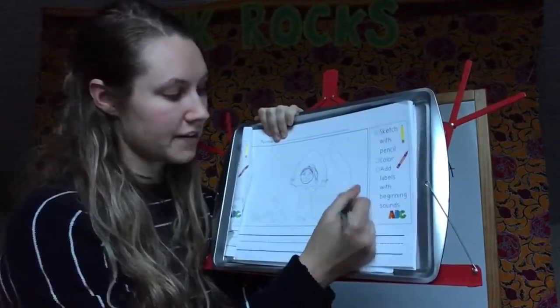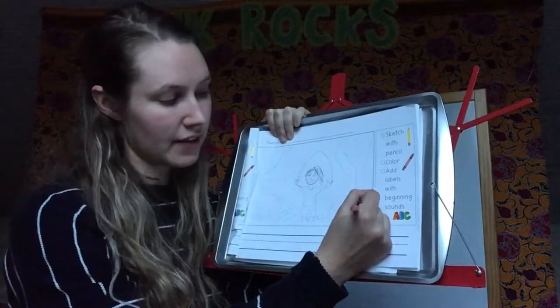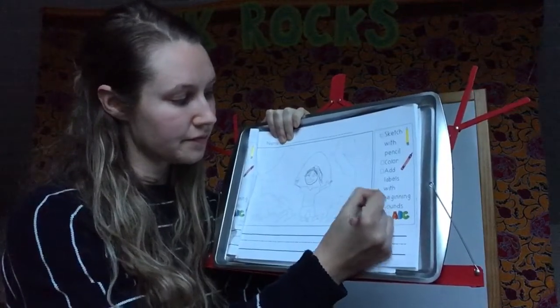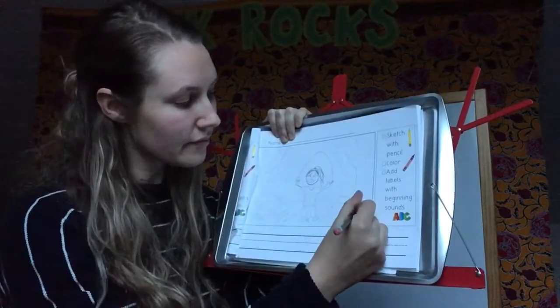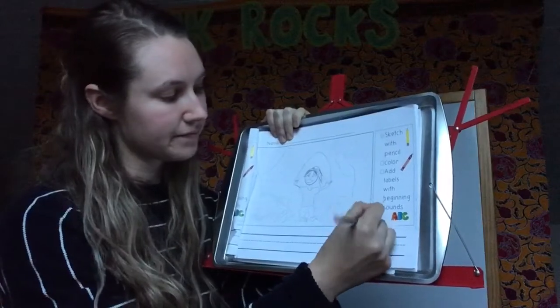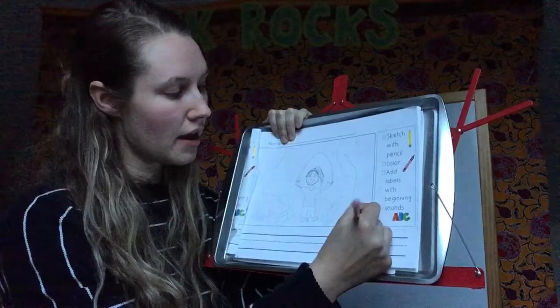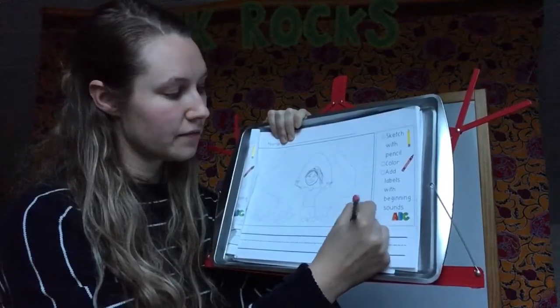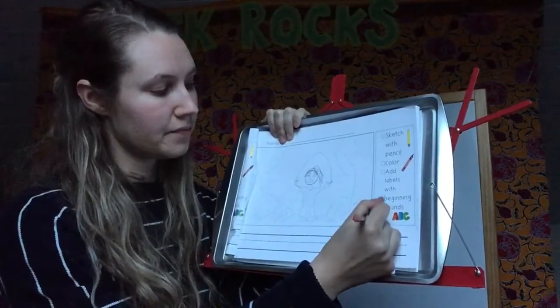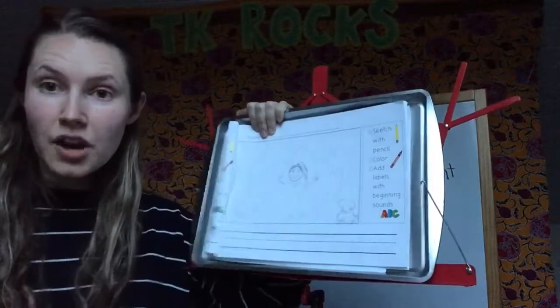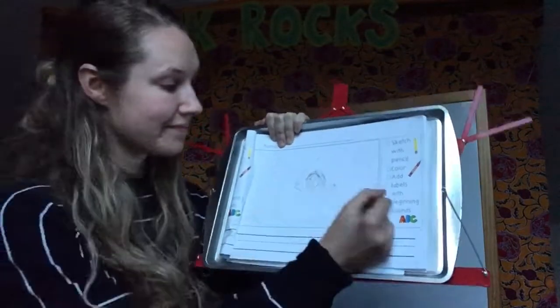Maybe I'll draw my dog because he likes to come outside when I'm outside. He doesn't like to stay inside by himself. So he's going to sit here and watch me. Gonna give him his whiskers, his paws, his little tail. There we go. So now I'm ready to color.